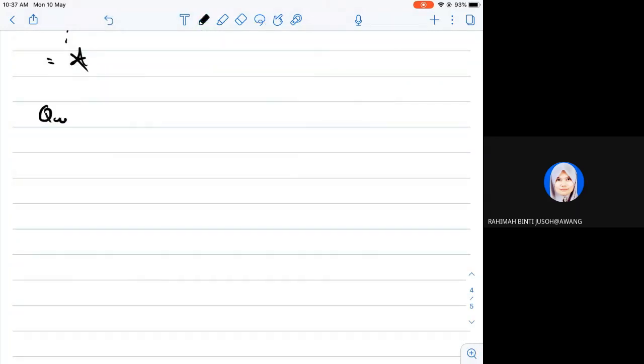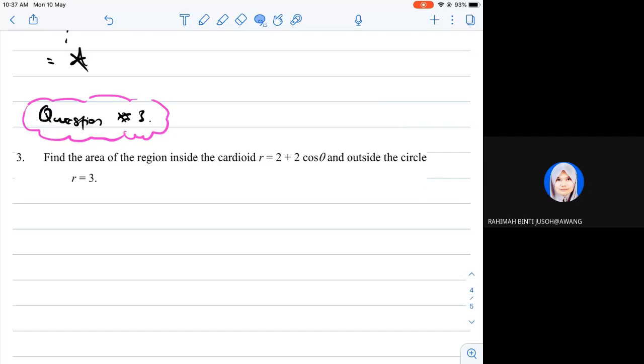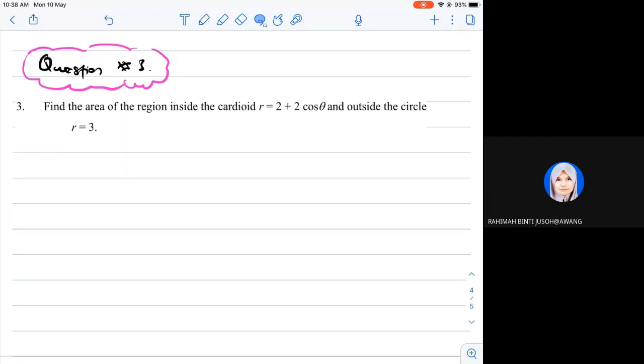Question 3. Okay. Find the area of the region inside the cardioid and outside the circle. Okay, first of all, if you encounter this type of question, you need to sketch the region. You kena sketch region tu dulu. Okay, so now kita ada satu circle dengan satu cardioid.